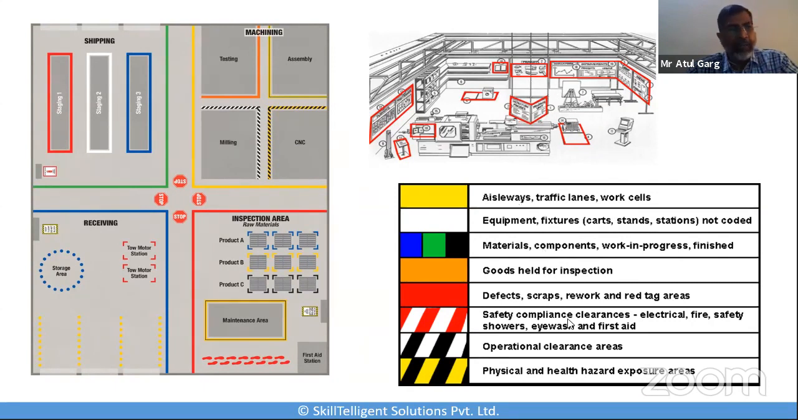He also defines the color coding to be put in place so that it is clear what each color will denote. For example, goods held for inspection will be marked with orange, all the defects, scraps, and other things will be marked red, and yellow will be only for the aisleways and the traffic lanes and so on. So he defines all these color codes to establish it.